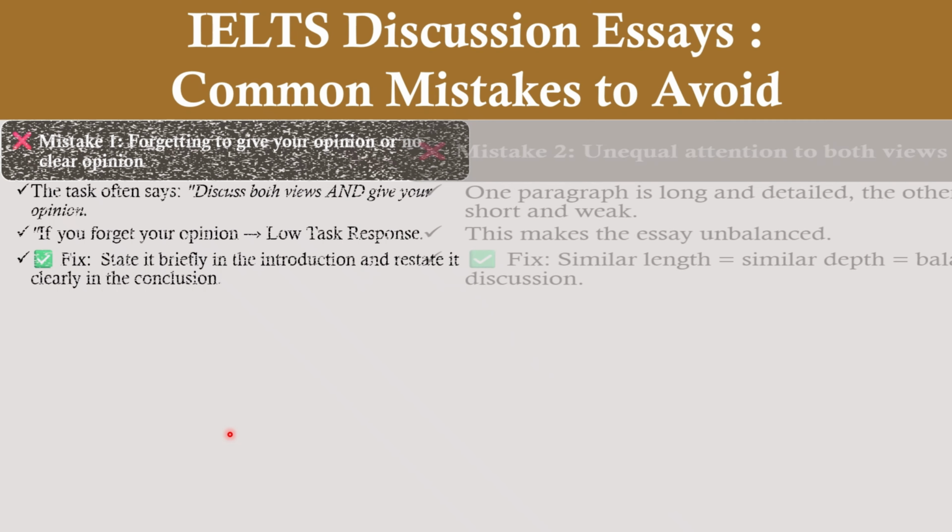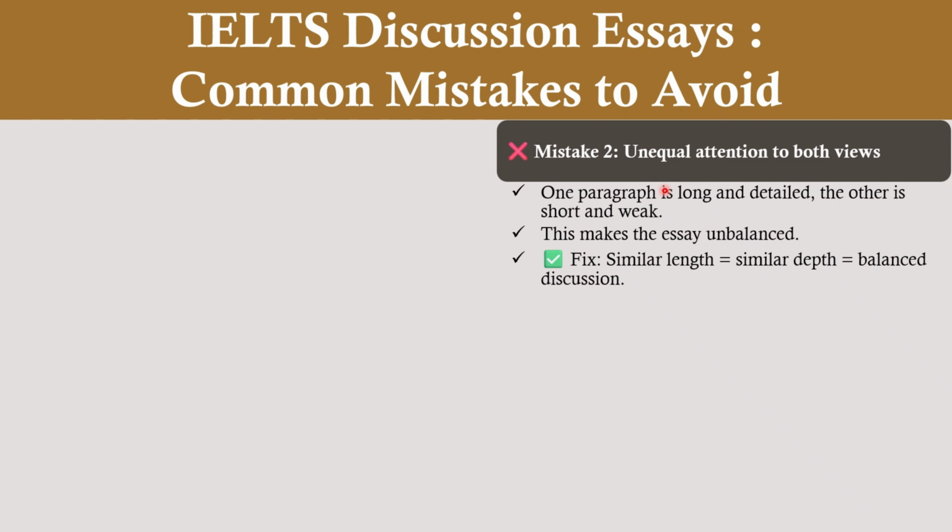Mistake number 2: unequal development. Sometimes one paragraph is long and detailed, while the other is short and weak. This creates imbalance. The solution is balance. Both views should have similar length and similar depth of explanation.